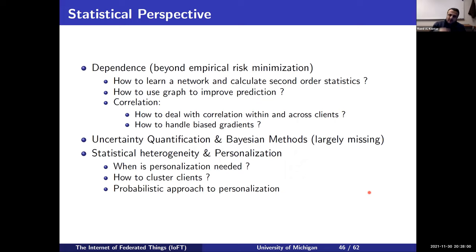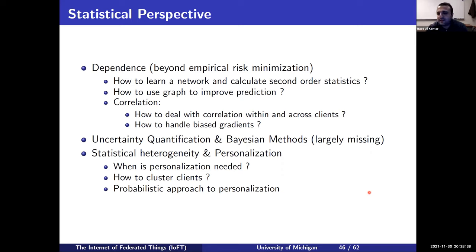Then we have uncertainty quantification and Bayesian methods. Indeed, there is not much done in this area. But if you think about it, IoFT in itself is a hierarchical system. We have the global orchestrator, and then we have the clients. So hierarchical Bayes is a very natural approach for model learning in such systems. Then also, definitely, how to quantify uncertainty in such systems. I discussed Fed Ensemble, but Fed Ensemble is perhaps one of the very few works in that area. But in prediction, we really need to express our confidence in our predictions for successful models.